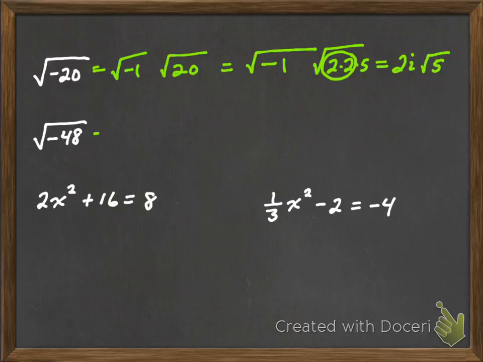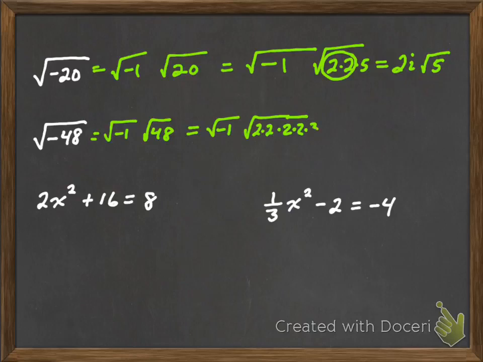The next one, similar. The square root of negative 1 times the square root of 48. 48 is 4 times 12. 4 is 2 times 2. 12 is 4 times 3, which is 2 times 2 times 3. So we have 2 pairs of 2's. That will come out as a 4. You have the square root of negative 1, which is i. Inside the radical, you're left with 3.